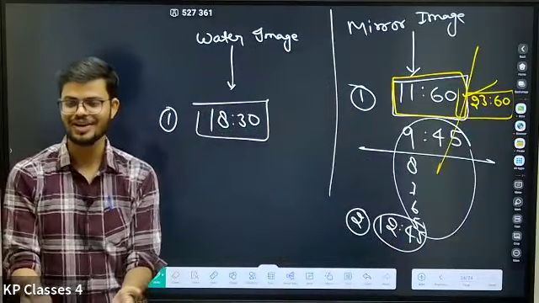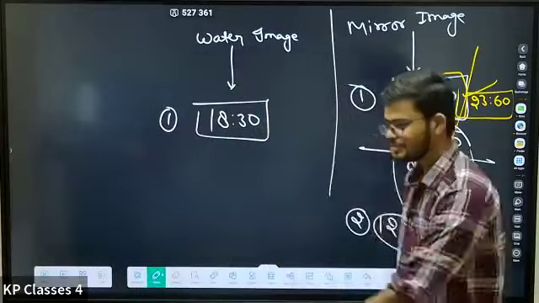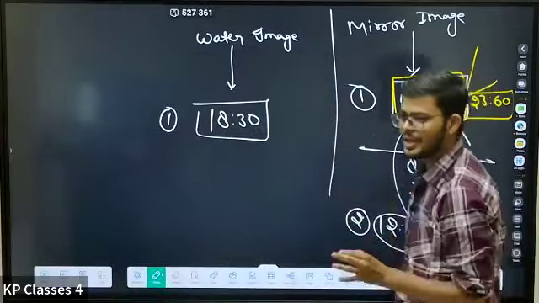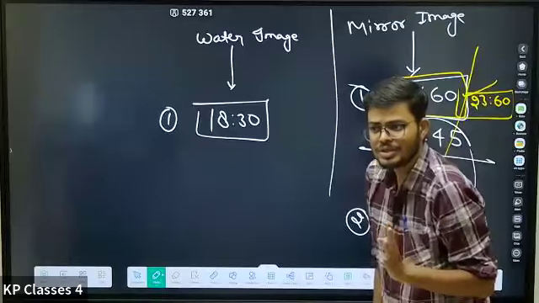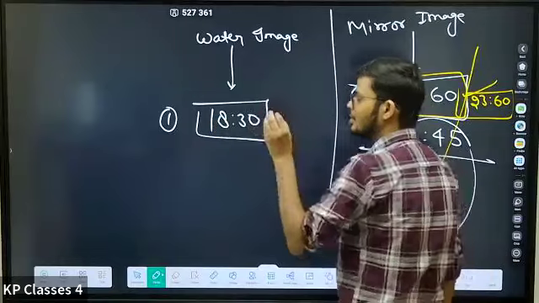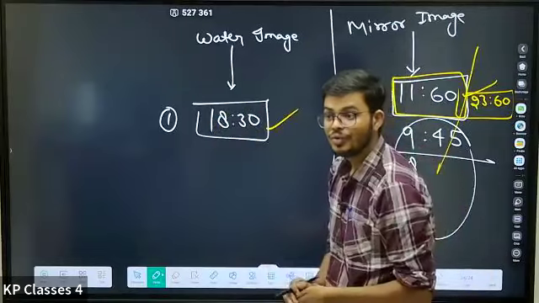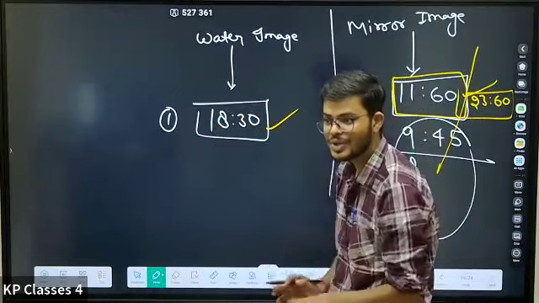You guys are already aware of why I'm putting so much energy into it. All right, great. Now let's talk about the water image. In case they are asking about the water image, whatever time is given, you just subtract it from 18:30, and you will get the answer. Now we can do that, 18:30, we can subtract it.